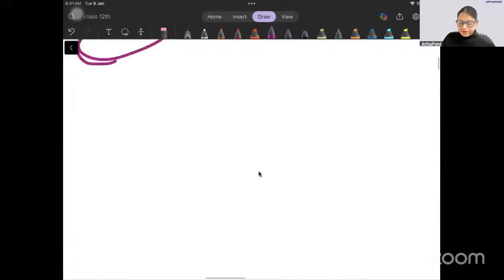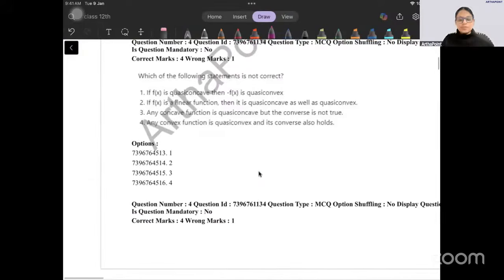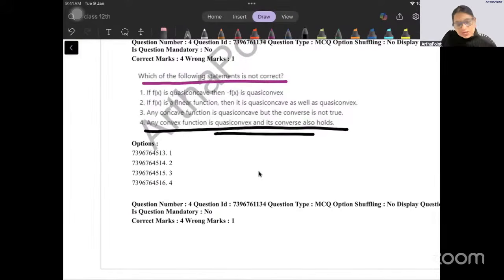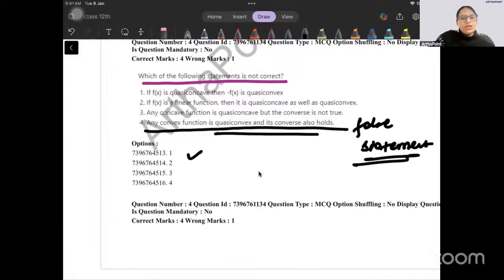Now, if I go back to this, it says which of the following statements is not correct? Any convex function is quasi-convex. It's true. But its converse also holds. That is a false statement. So yes, all of you are correct. The answer will be 4.